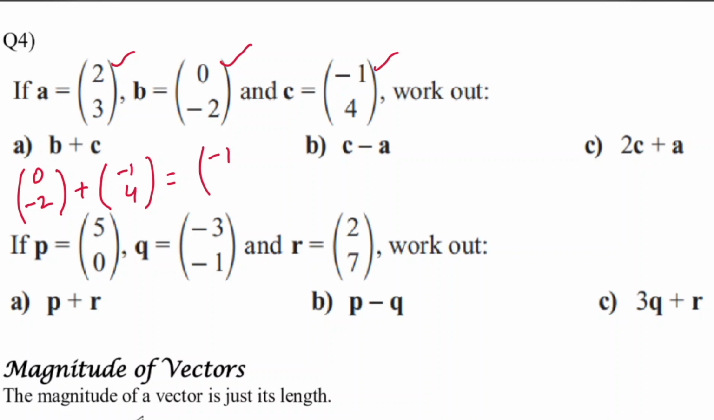So what is C minus A? We are doing the B part. C is what? Minus 1 and 4. Minus A is what? 2 and 3. So if we subtract this, minus 1 minus 2 is minus 3. And 4 minus 3 is 1. Okay. Pause the video, do it by yourself, and check the answer.